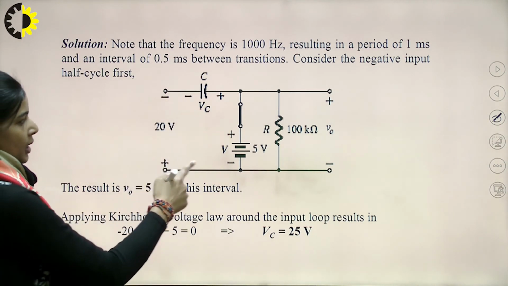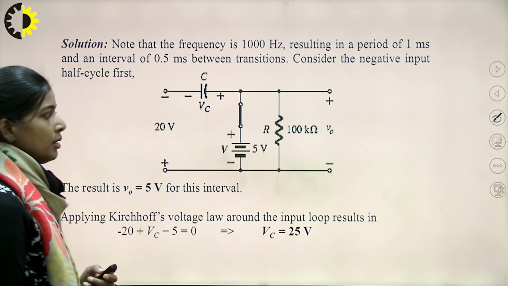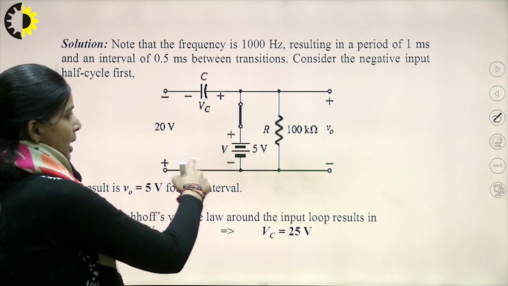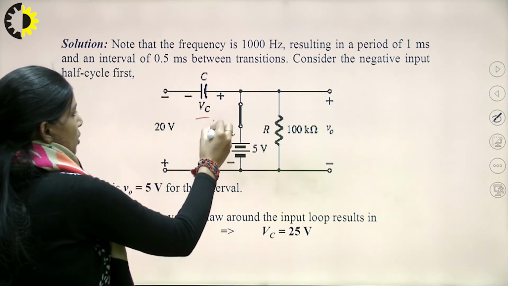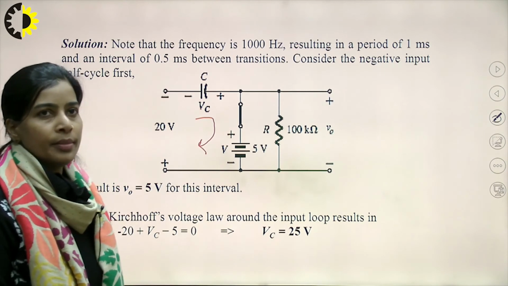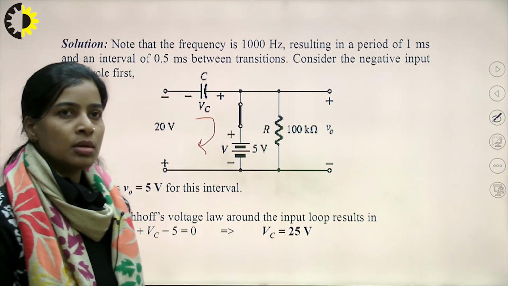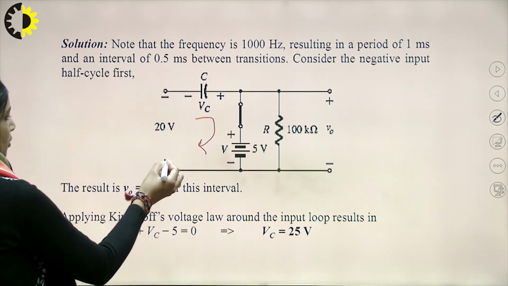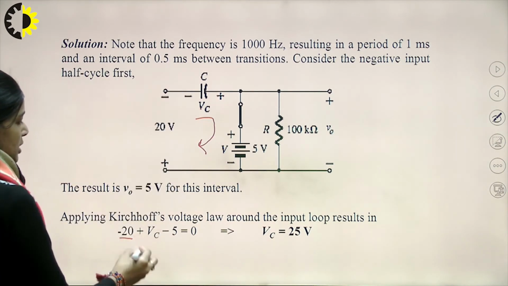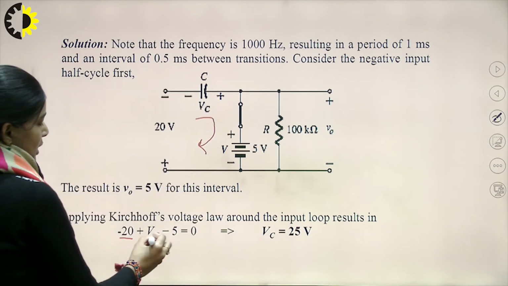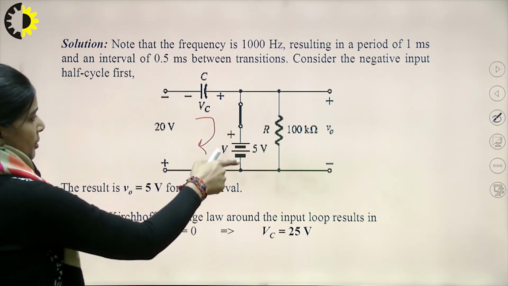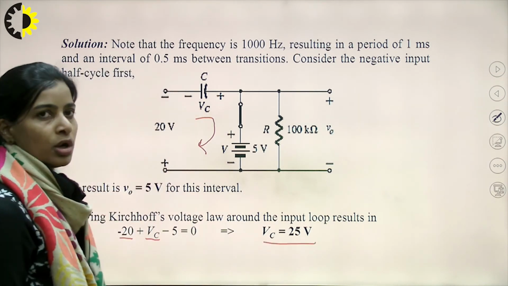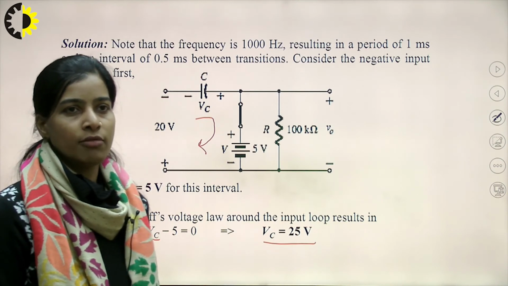For the negative cycle, the diode will be short circuited, and as it is short circuited, the current will follow this path and current will flow like this and the capacitor will be charged to a voltage level. So, applying KVL, we can write moving from plus to minus, that is minus 20, minus to plus, that is plus Vc, and this minus 5 volts. So, we get Vc, that is the voltage across this capacitor, as 25 volts.